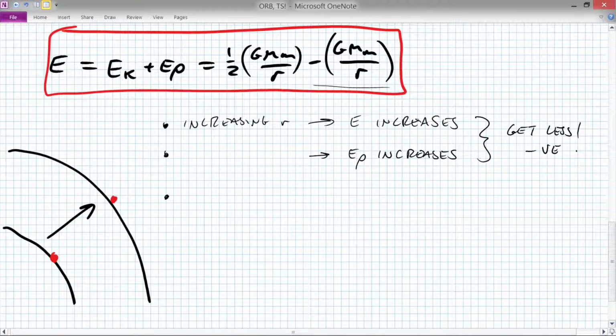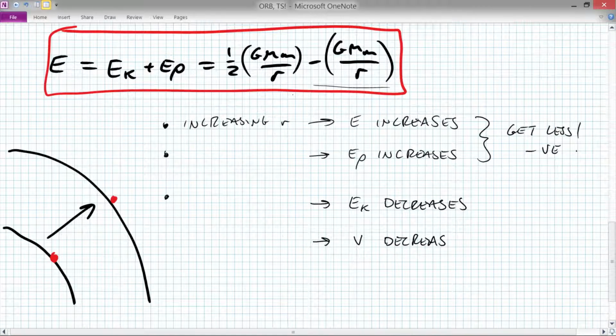And finally, increasing R is actually going to decrease my kinetic energy. Yeah, it's a positive number, so R gets bigger, this term gets smaller. So if EK decreases, that means my v decreases. So going to a higher orbit actually slows me down.